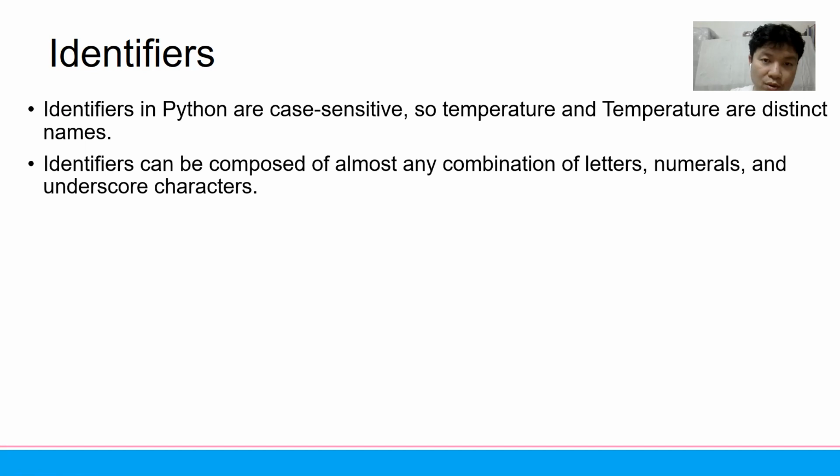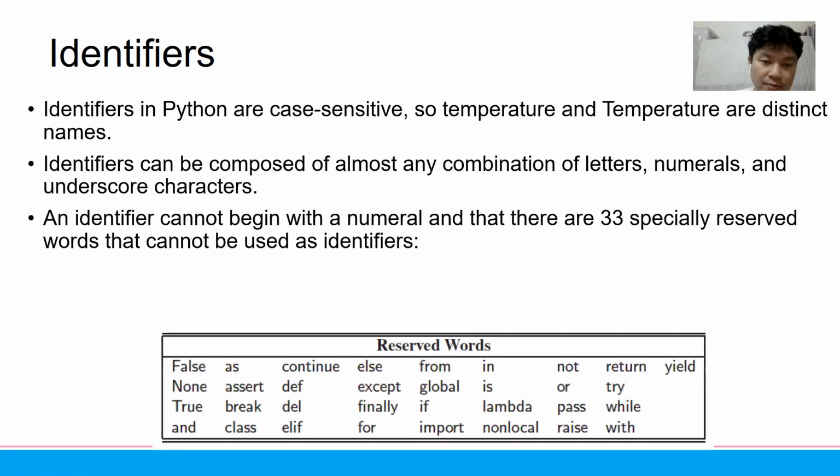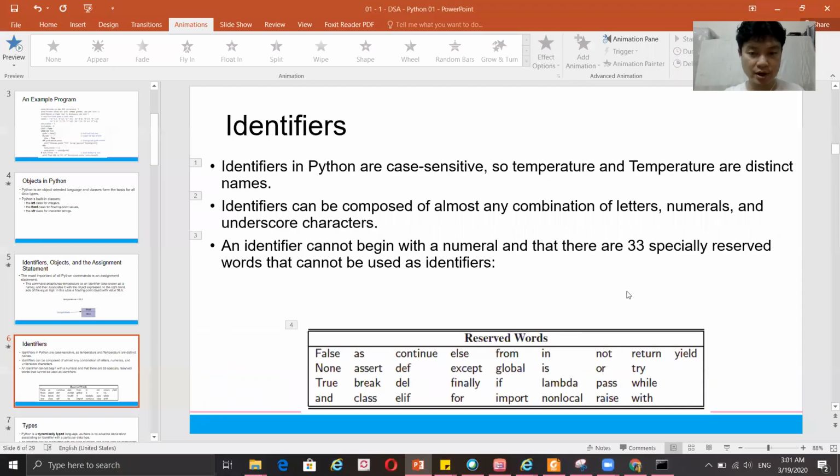Identifiers can be composed of almost any combination of letters, numerals, and underscore characters. An identifier cannot begin with a numeral, and there are 33 special reserved words that you cannot use as identifiers, like False, as, continue, else, from, in, and so on. So those are the words in Python that you cannot use for making the identifier. The identifier can be a variable, a file name, or anything that you need to identify later.